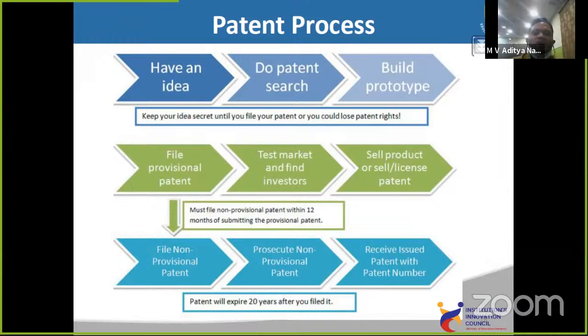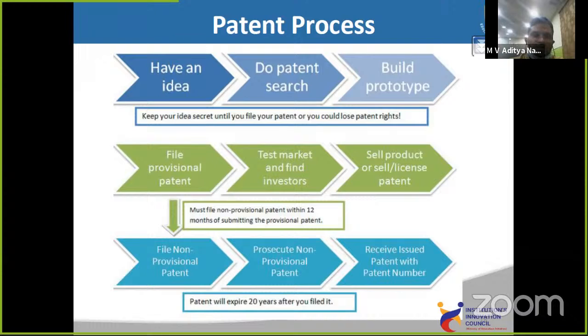And then you'll be given 12 months of time to file a complete specification of your invention after doing different types of market searches, finding investors, etc., and then trying to build a prototype. If the 12 months of time is not really sufficient for you, you'll be given an extension of 6 months, as per the satisfaction of the reasons you give to the controller.